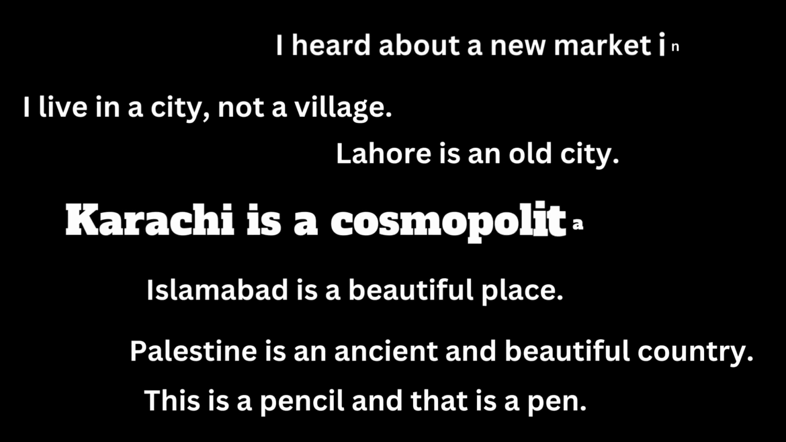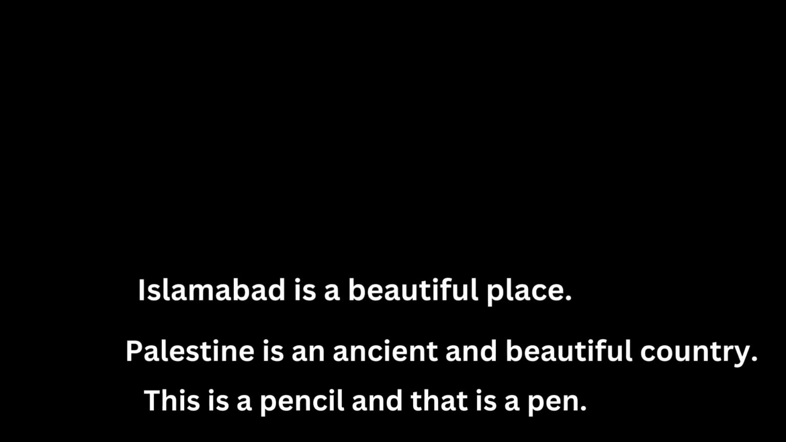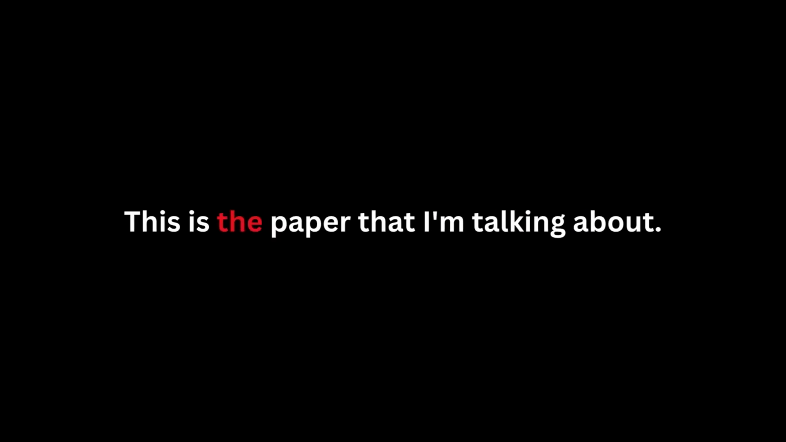So the definite article is used when you can identify the noun, and the indefinite article is used when the identity of the noun is not specifically known or it's just something in general. Okay, so for example, this is a paper, but this is the paper that I'm talking about. So when I'm saying this is the paper that I'm talking about, it means that there is a certain paper that you are referring to, and you may be pointing at it and you are making it specifically clear that this is the certain paper that you are actually referring to.